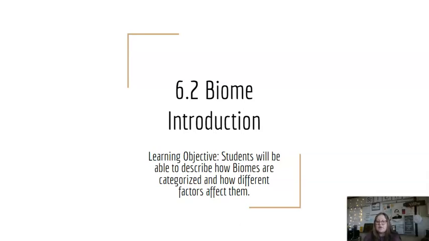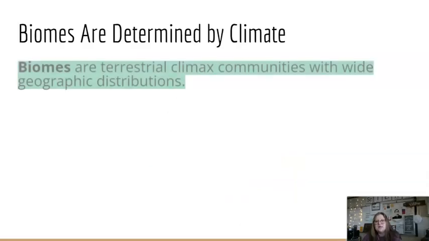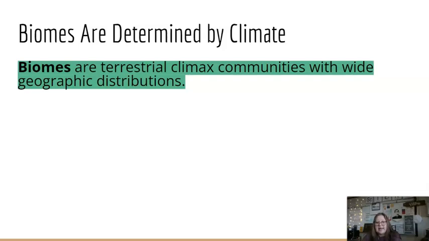So the learning objective here is that you'll be able to describe how biomes are categorized and how different factors affect them. Ultimately, biomes are determined by climate. And biomes are terrestrial climax communities with wide geographic distribution. If you remember from our last lesson, when we talked about succession, we talked about climax communities. That's when an ecosystem goes through those stages of succession, whether it's primary or secondary, but the plant life and the organisms get more complex as time goes on and it gets more biodiverse and stable. And that climax community is what we get at the end of succession that's stable and fits that climate.